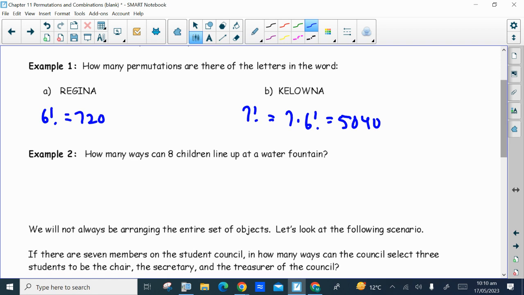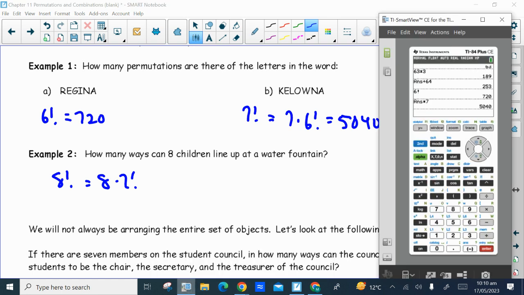And how many ways can 8 children line up at a water fountain? Well, that would be 8 factorial, or 8 times 7 factorial, because I already have 7 factorial in my calculator. I can just multiply that by 8. But just to be sure, if you go 8 factorial, you'll see you'll get exactly the same thing, 40,320.